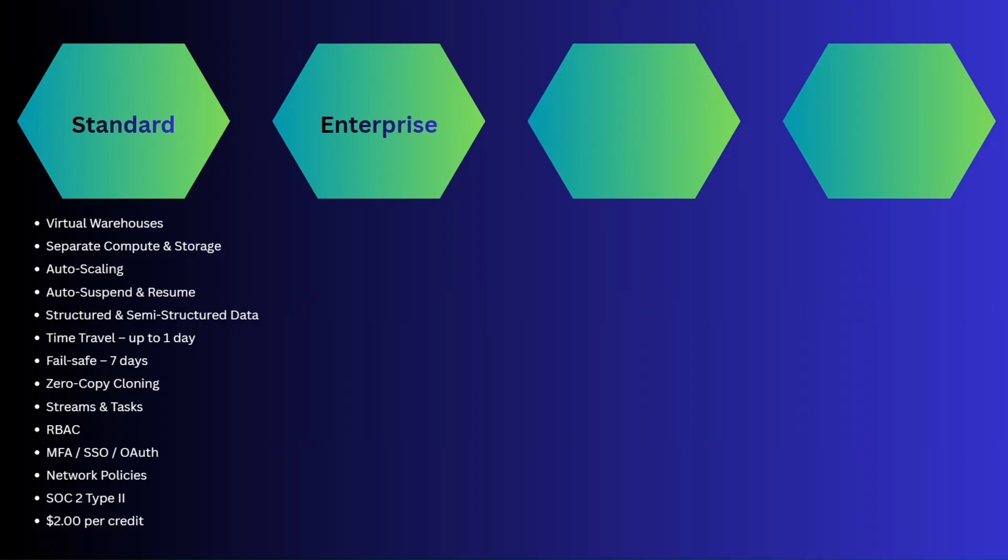So let's go with Enterprise. Enterprise keeps every feature from Standard and adds more on top. This tier is for teams that need more speed and scale and tighter control over who can see what. So let's go through them one by one. First of all, everything from Standard is already included. Nothing is taken away. Second, multi-cluster warehouses. Many teams can run queries at the same time without slowing each other down.